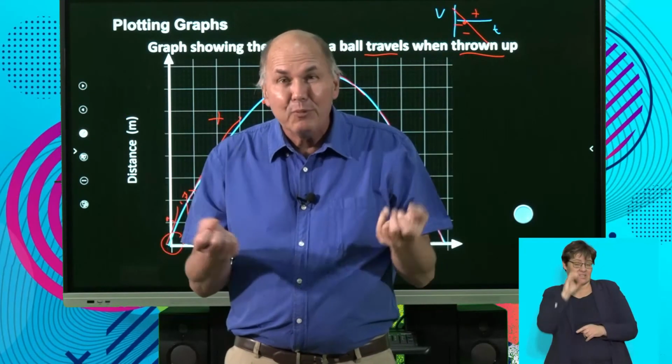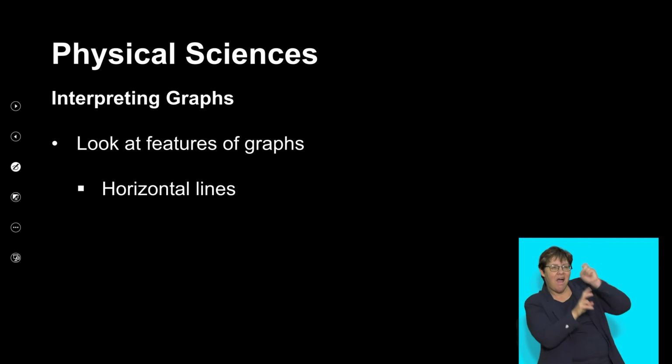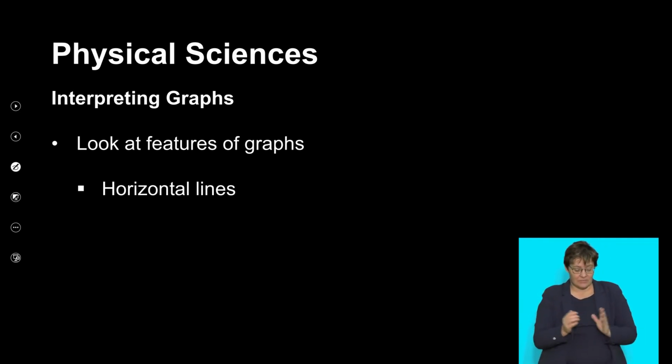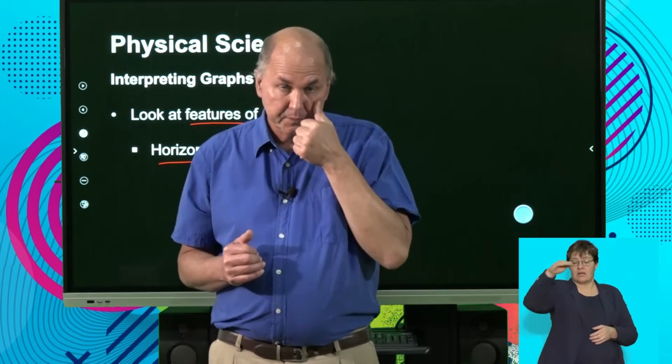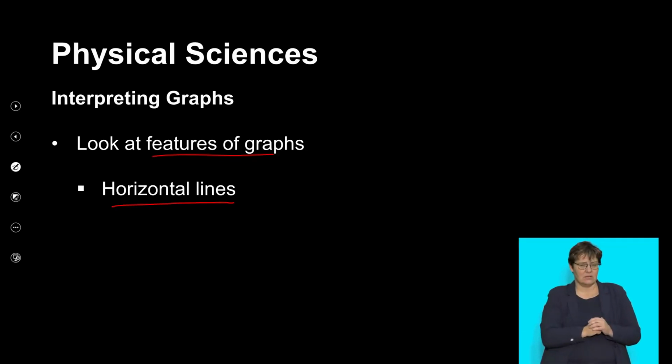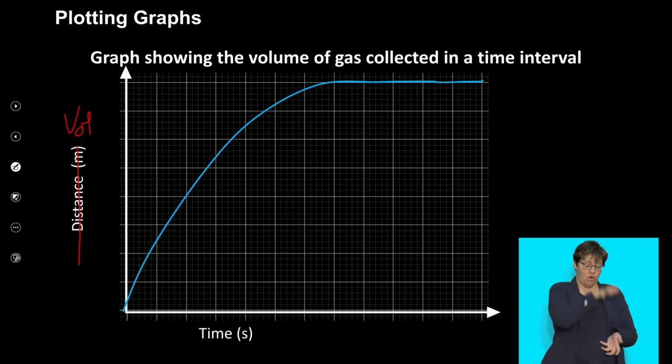Okay, so I hope you can see there's lots to tell by just looking at key features like minimum points and maximum points. The other thing that is important as a feature of a graph is where there are horizontal lines, where the curve flattens off and becomes horizontal. Now, this is telling us something very important. So have a look at the example and we'll see exactly what's happening. So here I've misspelt. This was the volume measured in centimeters cubed.